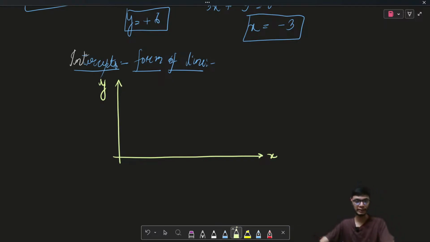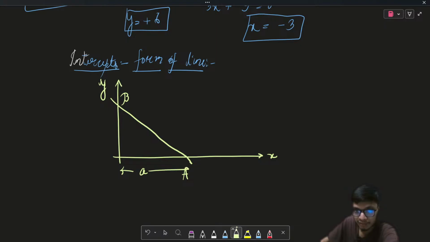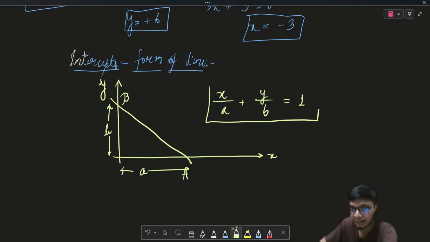So let us say this is my coordinate axis. Now if I have this line over here, let us say this is my point A and this is my point B. Let us say the x-intercept is given as small a and the y-intercept is given as small b. So if I have the intercepts of the straight line as mentioned, then the equation of the straight line can be given in the intercept form as x by a plus y by b is equal to 1.